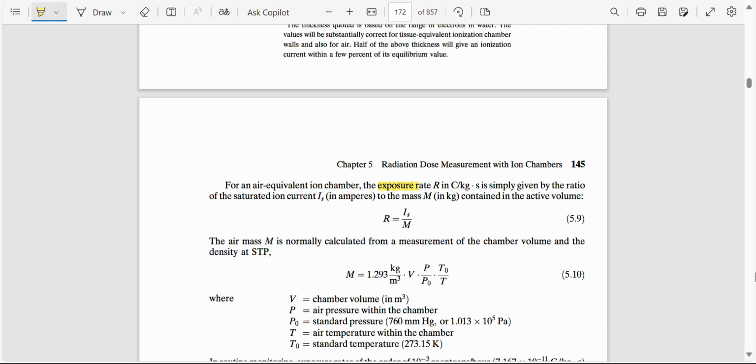Exposure is denoted by R, and its unit is coulomb per kg. Coulomb is the unit of charge, per unit mass, that's why coulomb per kg. And how can you measure this exposure? To find the radiation exposure, you have to use this formula: R equals Is divided by M, where Is is the saturation ion current and M is the mass.